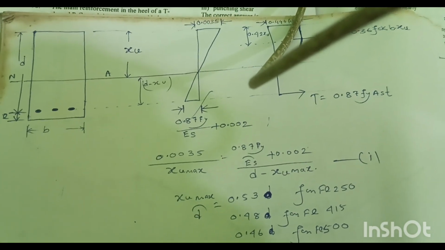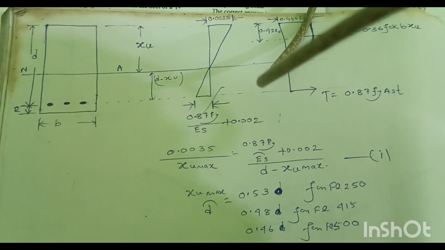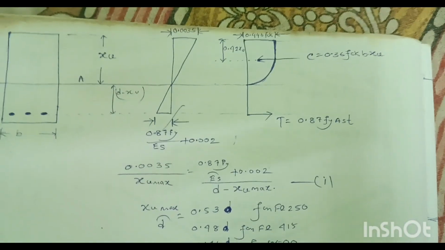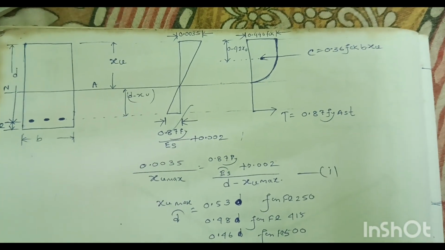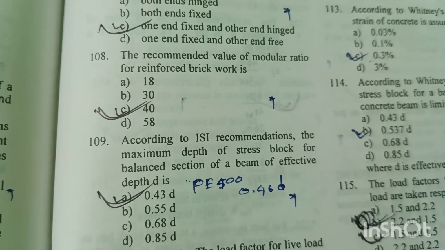So after calculation we will get xu max divided by small d equal to 0.53 for Fe 250 grade of steel, 0.48 for Fe 415 grade of steel, and 0.46 for Fe 500 grade of steel. So, option B is the nearest option.